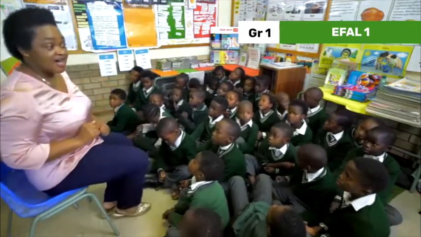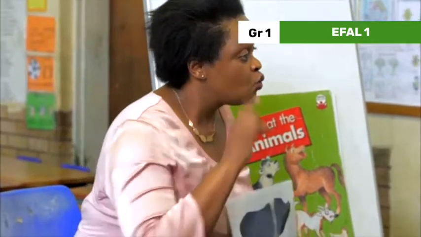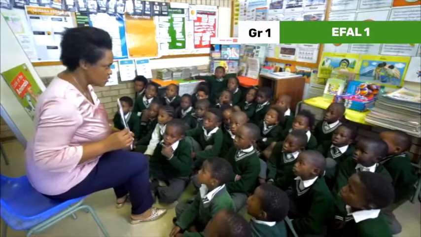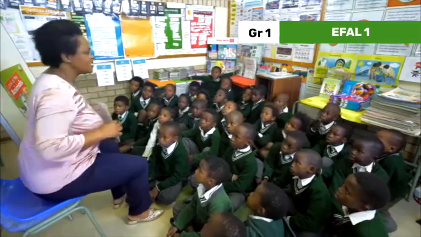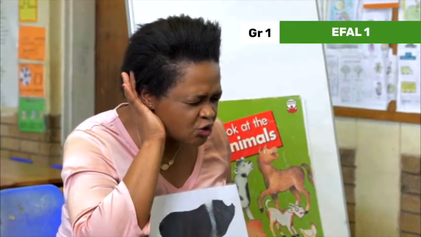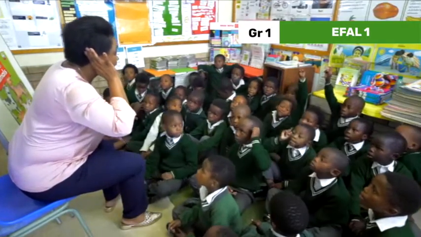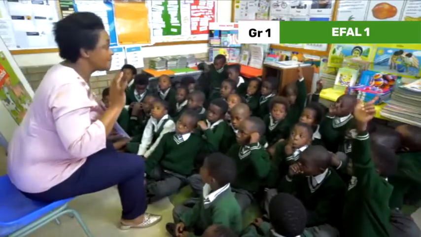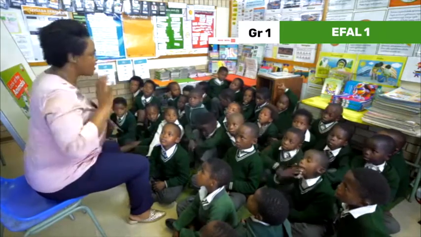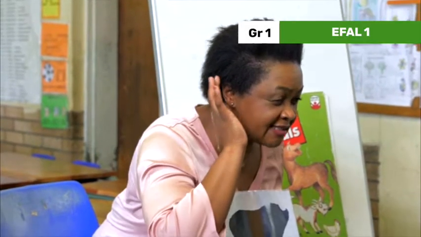Okay. Now let's look at, let me take my pictures. Now we are going to again listen to sounds, right? What's this? Pig. Okay, but now let's say pig. Please tell me what's the sound that you hear at the beginning of the word pig? Say it. Okay, good. At the beginning of pig is what? The sound that we hear at the beginning of the word pig is?